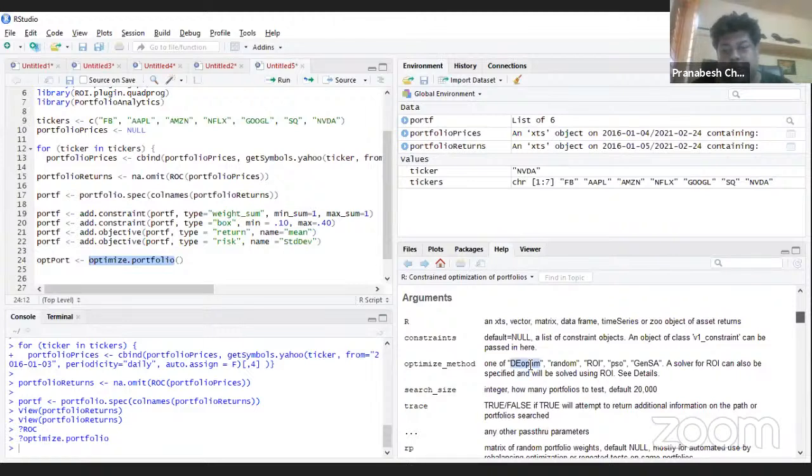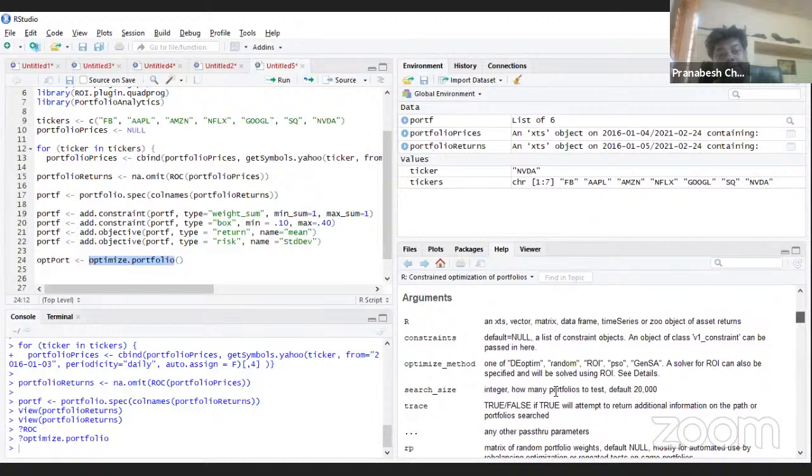I'm not getting into the mathematics of each one. Each one of them has its own mathematical derivations, and it would be pretty hard to cover that. Anyway, the next thing is the search size, that is, how many portfolios to test. The default is 20,000. This is very important.